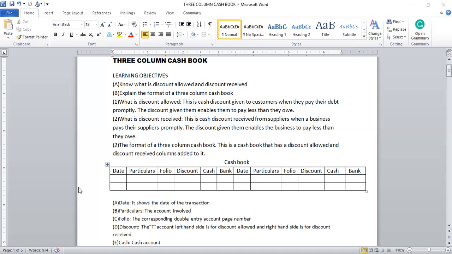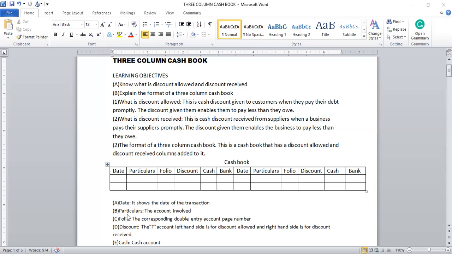Now let us go into the details. A, the date. What's the date for? It shows the date of the transaction. So the date will show the date for the transaction, whether the debit or credit date.